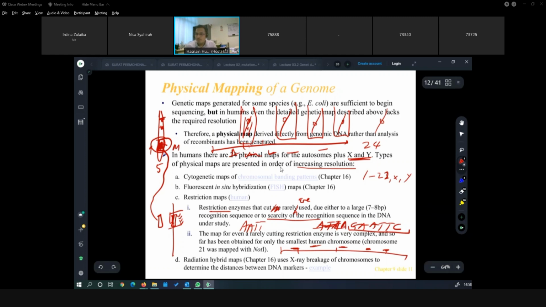So for mapping, even a rarely cutting restriction enzyme is very complex, and so far it has been obtained only for the smallest human chromosome, chromosome 21, mapped with NotI. So NotI has a quite long recognition sequence, so it can only cut on chromosome 21 of the human chromosomes. Okay, so that is a restriction map.